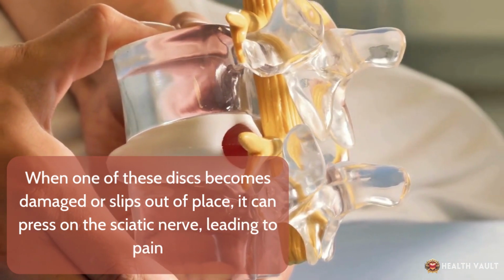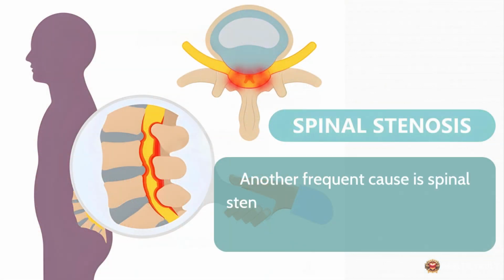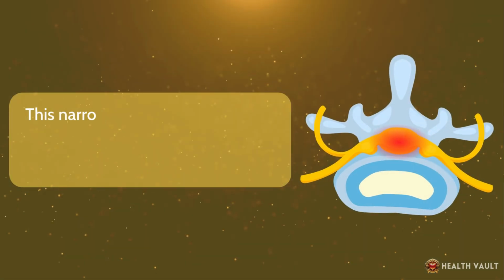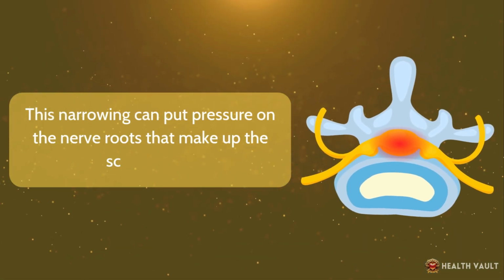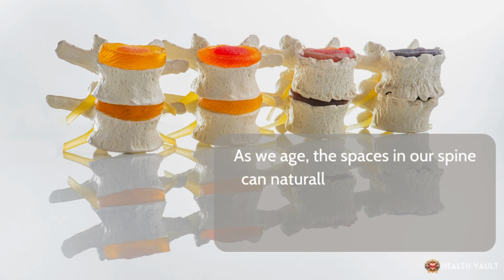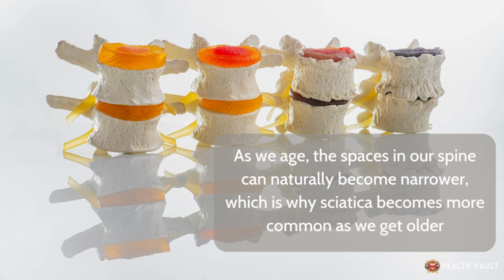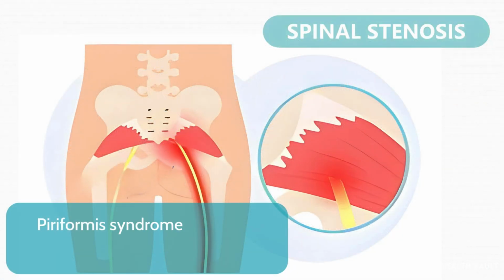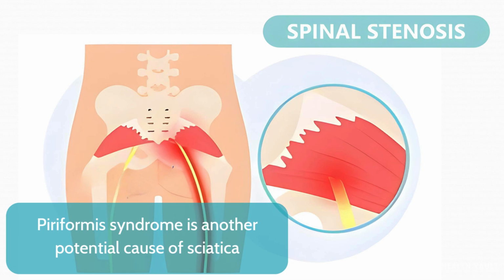When one of these discs becomes damaged or slips out of place, it can press on the sciatic nerve, leading to pain. Another frequent cause is spinal stenosis, which is a narrowing of the spinal canal. This narrowing can put pressure on the nerve roots that make up the sciatic nerve. As we age, the spaces in our spine can naturally become narrower, which is why sciatica becomes more common as we get older.